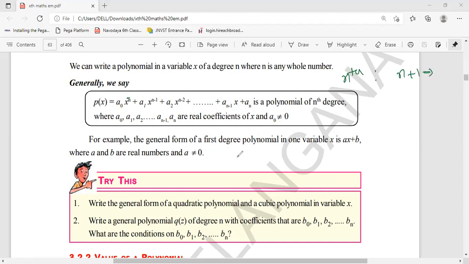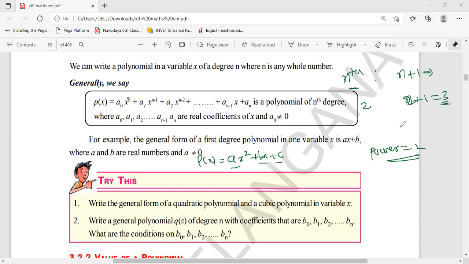Suppose, for example, we write a quadratic polynomial: ax square plus bx plus c. This is a quadratic polynomial. P of x is equal to ax square plus bx plus c. Quadratic means the highest power is 2. But how many terms are there? 1, 2, 3. According to this, the power is 2, so the number of terms is 2 plus 1, that is 3 terms.